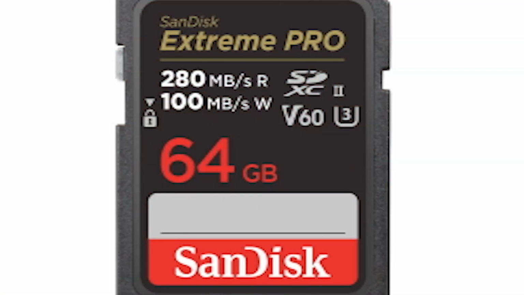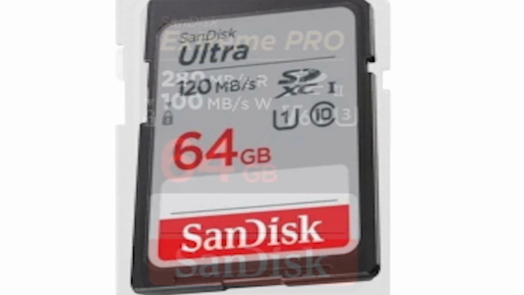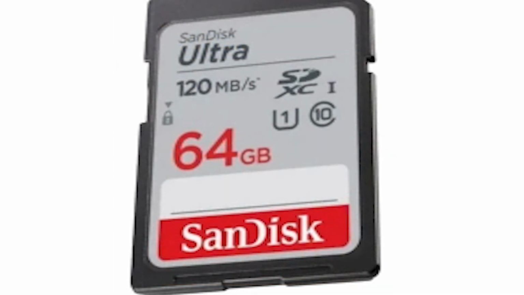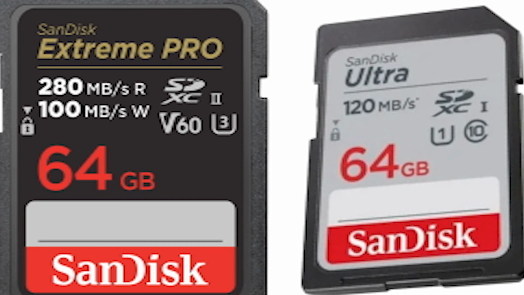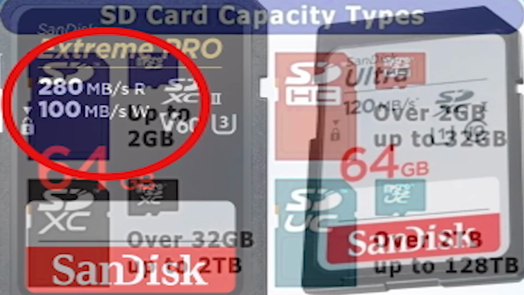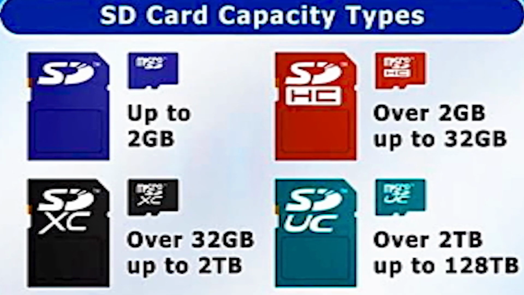With me here is a 64 gig SD card. That simply means it can store data worth 64 gig in it. Any data more than 64 gig cannot actually be stored in this SD card. We have different capacity ranges of an SD card. We have the SD, the SDHC, the SDXC, and the SDUC.